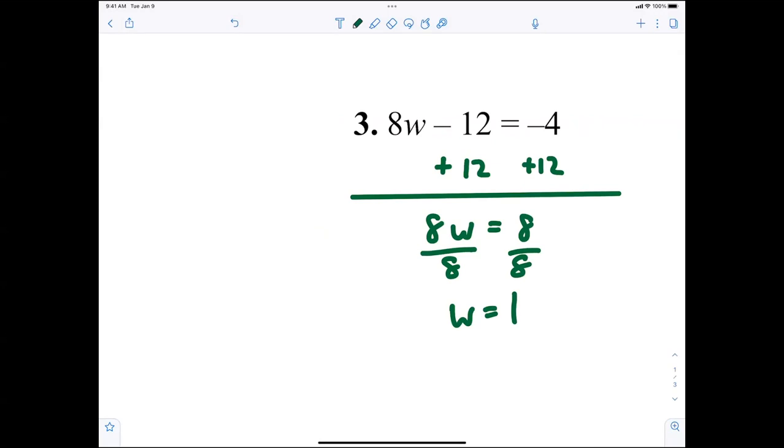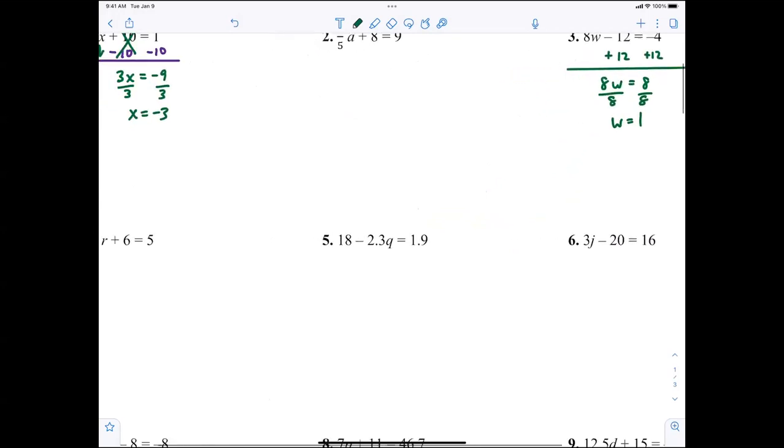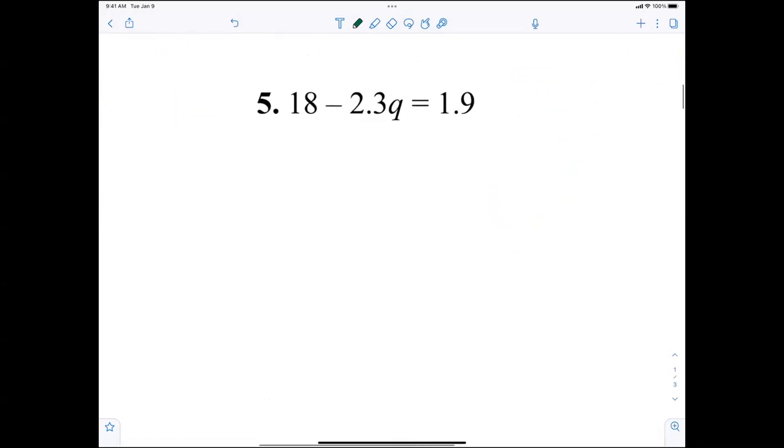Anybody have any issues? Yeah. This seems easier than the last one. Well, that's because I made the numbers a little bit easier. All right. It gets a little bit more complicated as we go down the page. Okay, just like now, we have some fractions or decimals, okay? So everybody take a look at number 5.